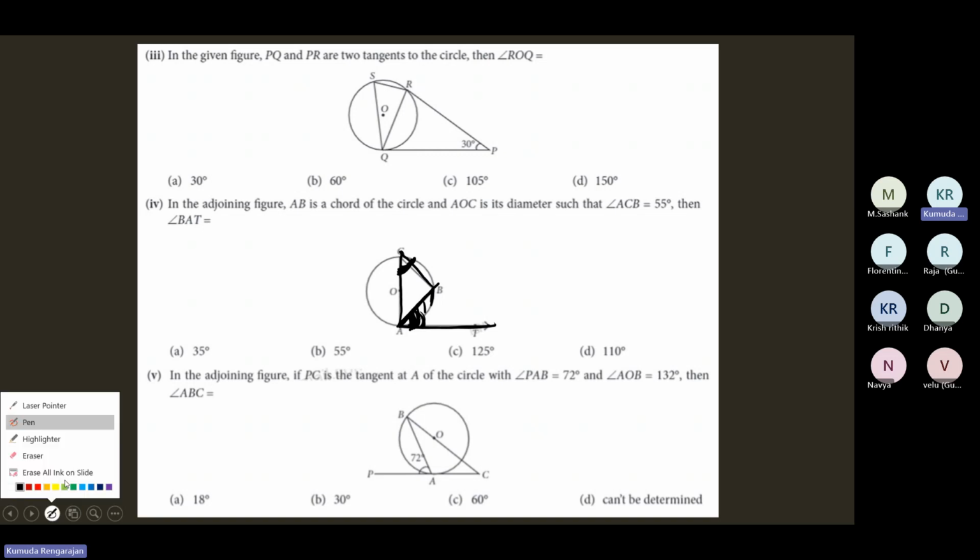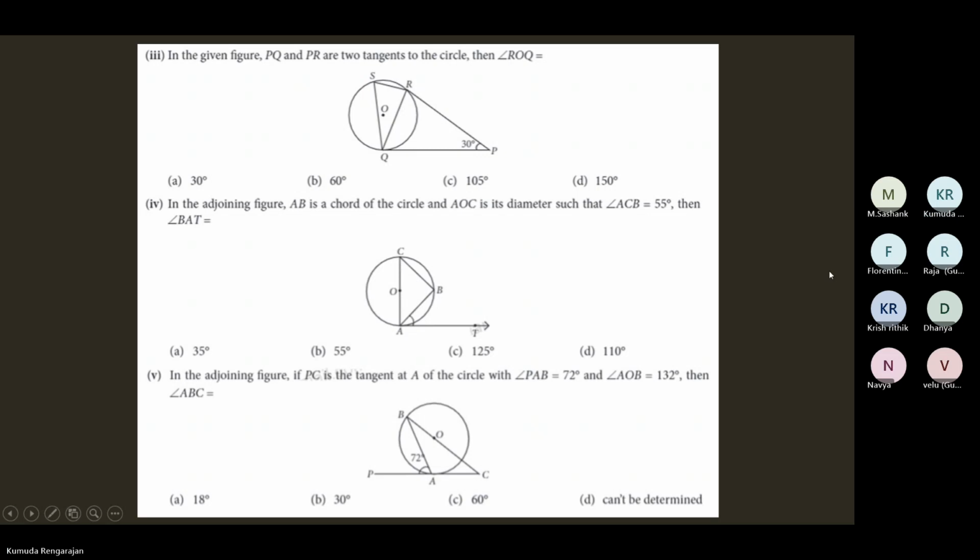If this is 55, this is 55. You can see the chord and the tangent. This is the angle between the chord and the tangent. Now this is the segment through which this angle passes. So the other part is the alternate segment. And you can see the ends of the chord meet at C. So this angle made by the chord in the alternate segment is equal to the angle between the chord and the tangent. So 55.